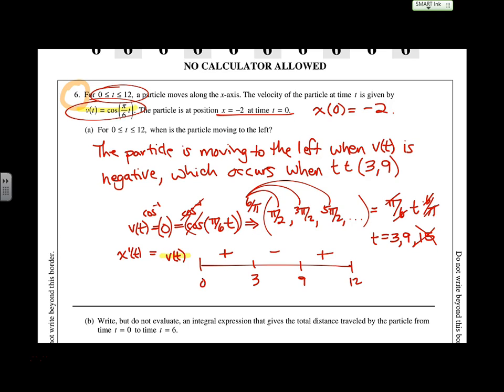3 to 9 what? Oh, once again, no units? No way. Oh, 3 to 9. Where's the inverse cosine?